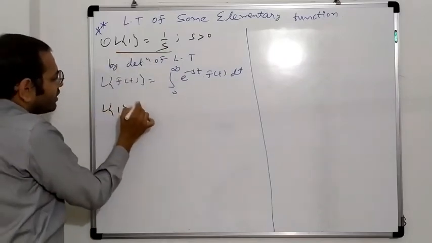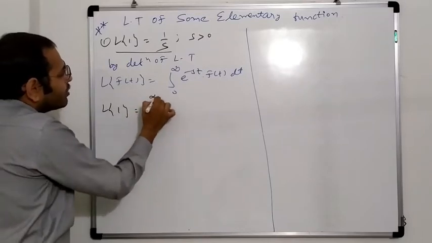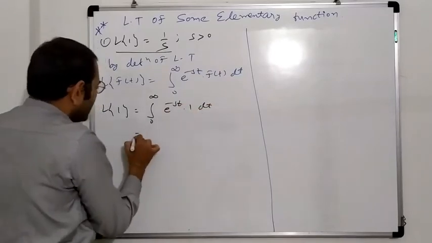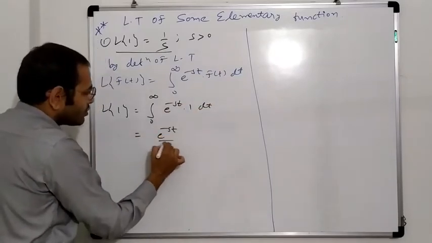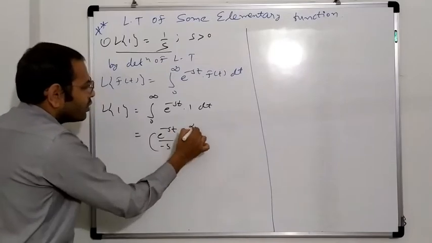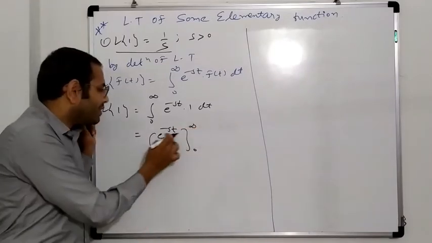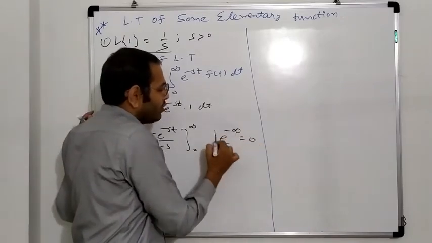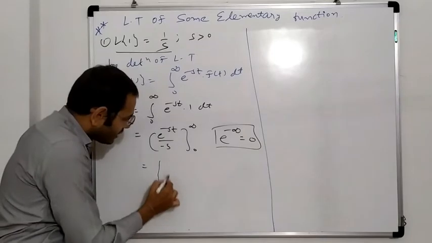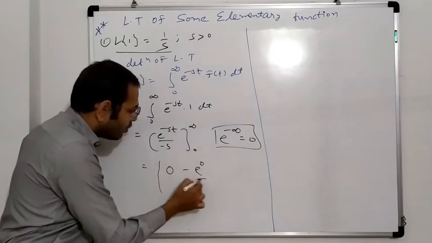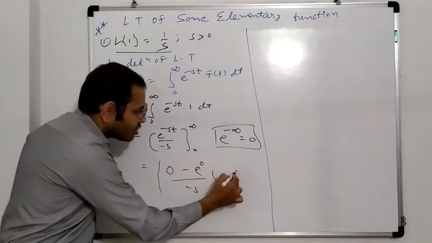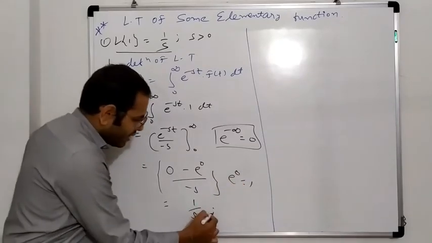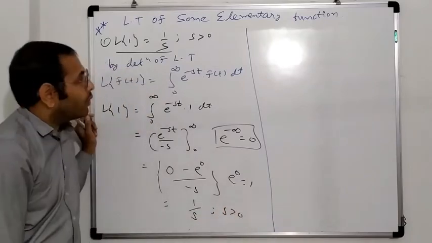Then here f of t is replaced by 1, and 0 to infinity, e raised to minus st into 1 dt. The integral of e raised to minus st is e raised to minus st upon minus s, 0 to infinity, upper limit minus lower limit. We already discussed e raised to minus infinity, then we get 0. Then 0 minus e raised to 0 by minus s, e raised to 0 is 1, then 1 upon s, where s greater than 0.